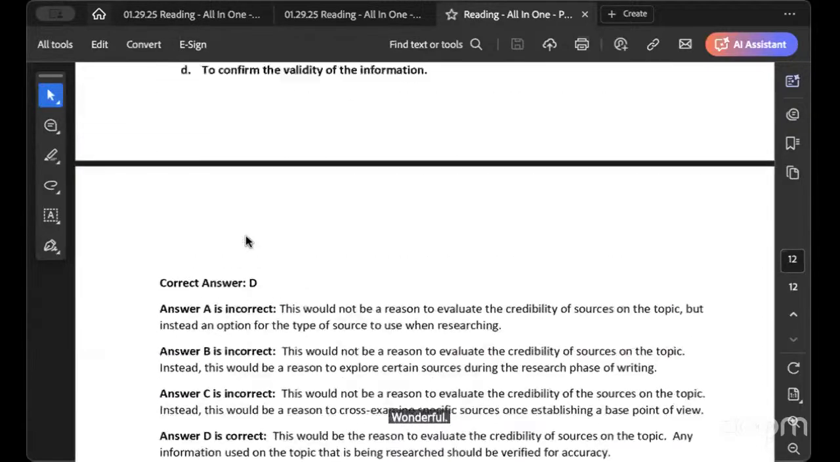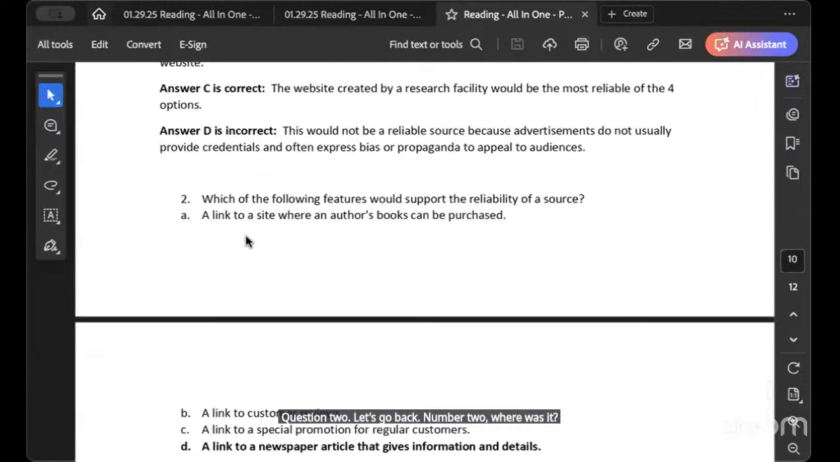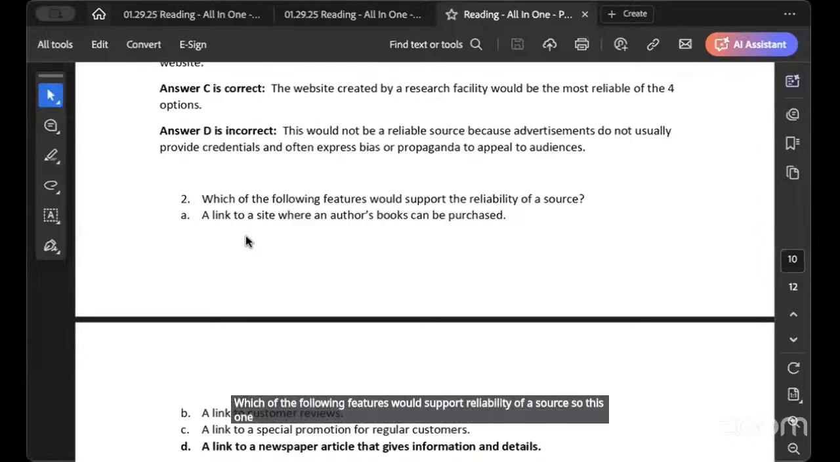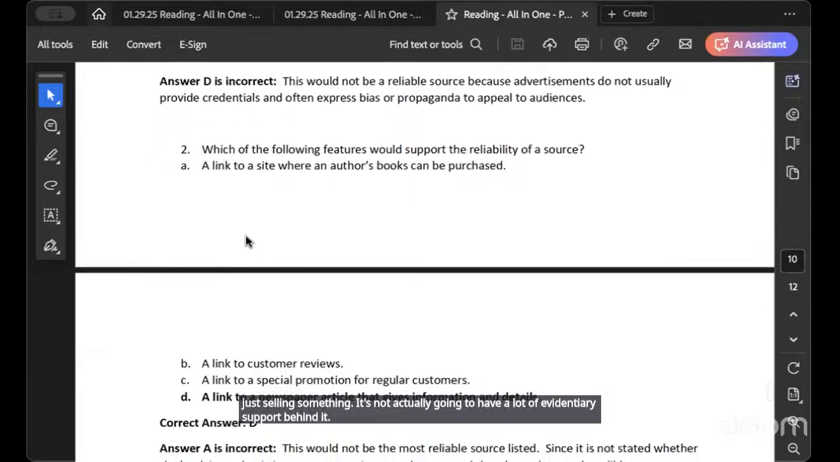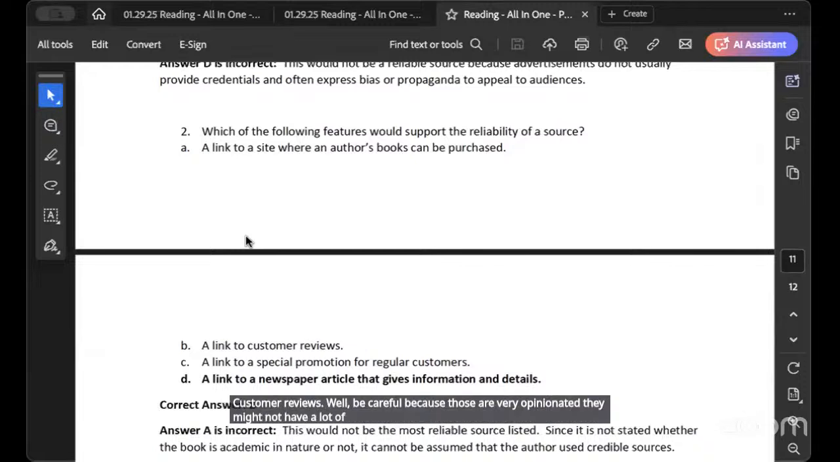Question 2. Let's go back. Number 2, where was it? Which of the following features would support reliability of a source? So this one, we got to really dive into what kind of source it's talking about. A link to a site where an author's books can be purchased. Well, that's just selling something. It's not actually going to have a lot of evidentiary support behind it. Customer reviews. Well, be careful because those are very opinionated. They might not have a lot of fact. That's going to obviously change from customer to customer.